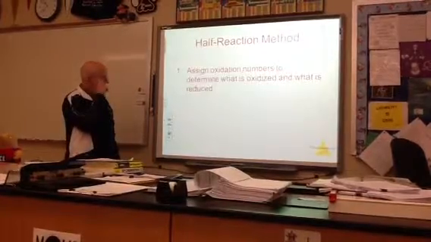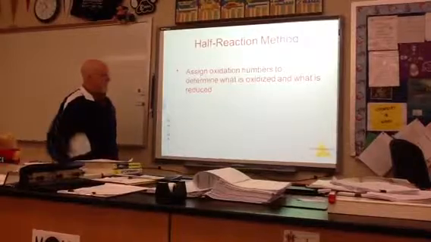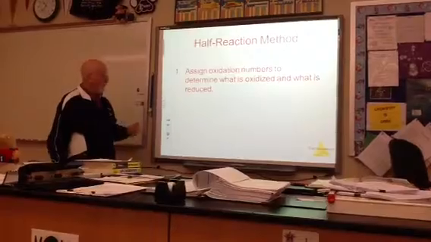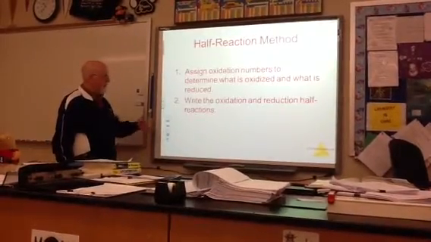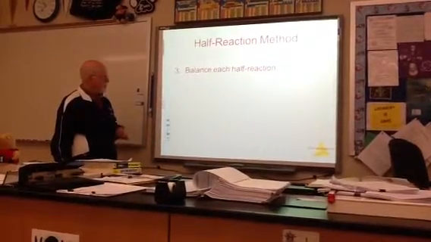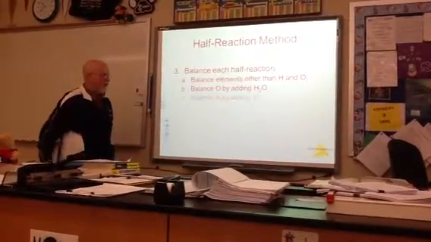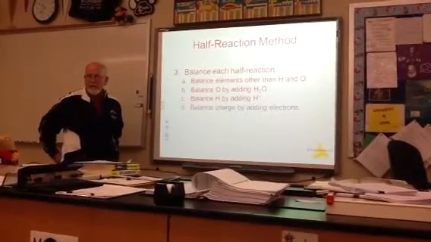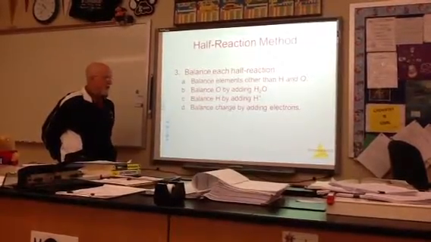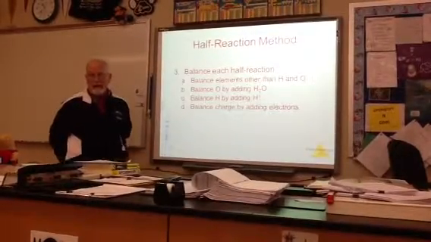And the example we're going to use here, well, not to the example yet. The first thing you have to do is assign oxidation numbers, figure out what's oxidized and what's reduced. Then you write the half reactions. Then you balance each half reaction, and there are several steps in balancing the half reaction. First is to balance all the elements in that half reaction except for hydrogen and oxygen. Now, this is basically the half step for an acid.